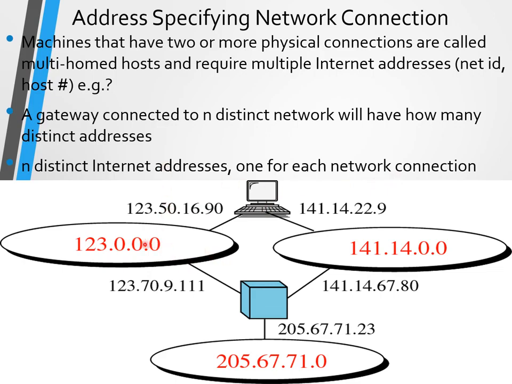Here you can see that 123.0.0.0 is the network address of this local area network, and 141.14.0.0 is the network address for this local area network.